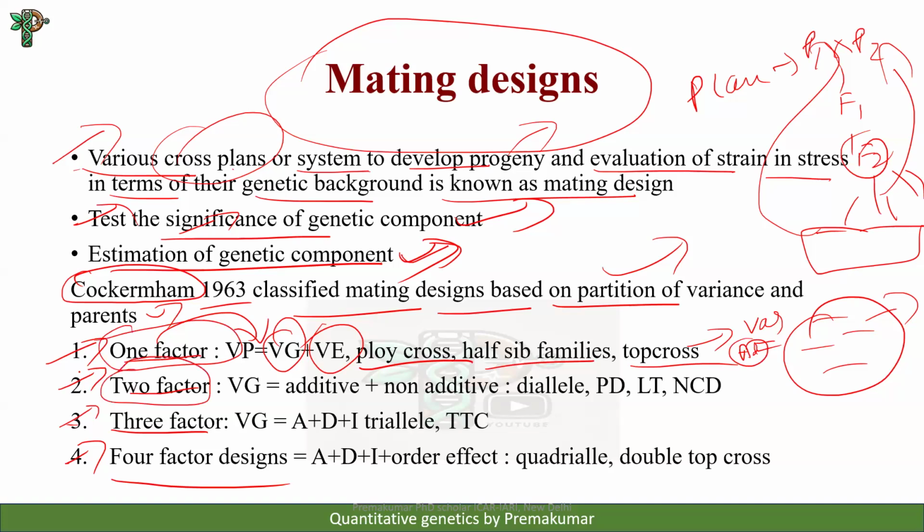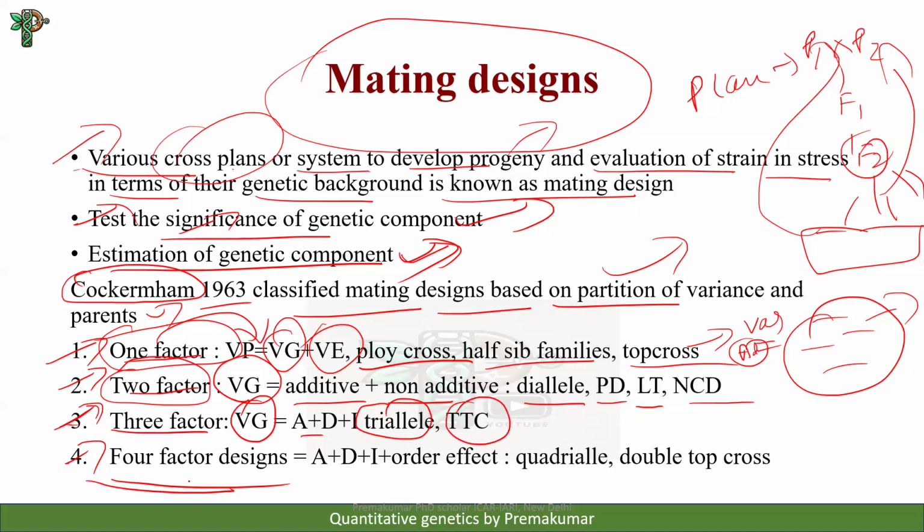Another one is two factor designs, where we can partition the total genetic variance into additive and non-additive components. Examples of these two-factor designs are diallel designs, partial diallel, line tester, and North Carolina designs. Then three-factor designs, where the genetic components are split into interactions, epistasis, and this can be estimated in triallel crosses or triple test cross designs.